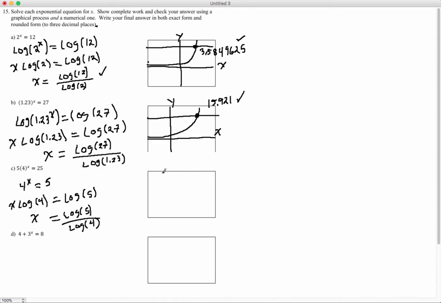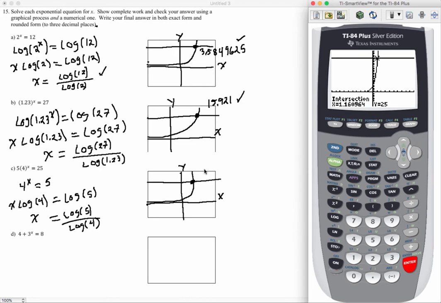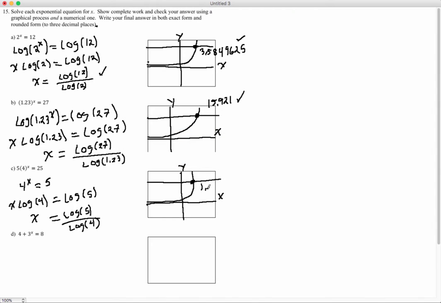So let's come in here and draw ourselves a beautiful representation. That was not so beautiful. Let's try that again. A beautiful representation of what is on our calculator screen, which looks something like this. That point of intersection right there, there's our x, there's our y, and we see that it's about 1.609. That's approximately what we got.